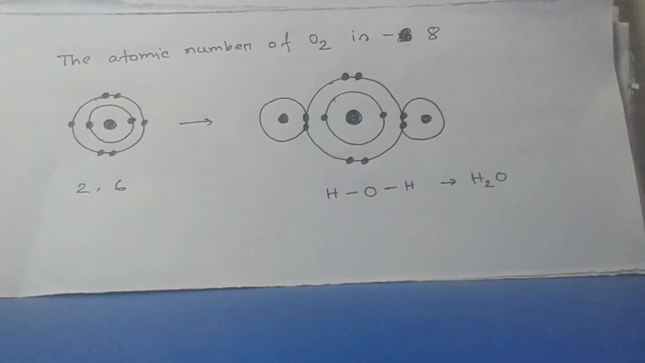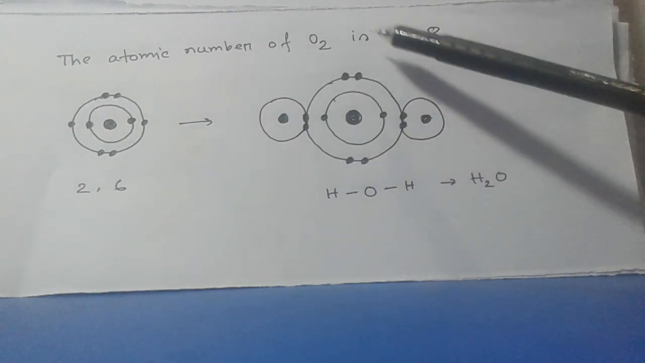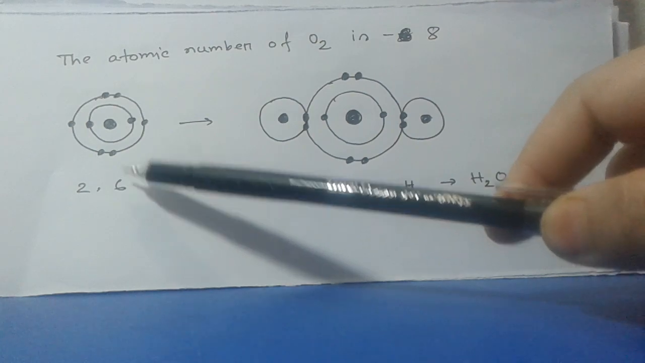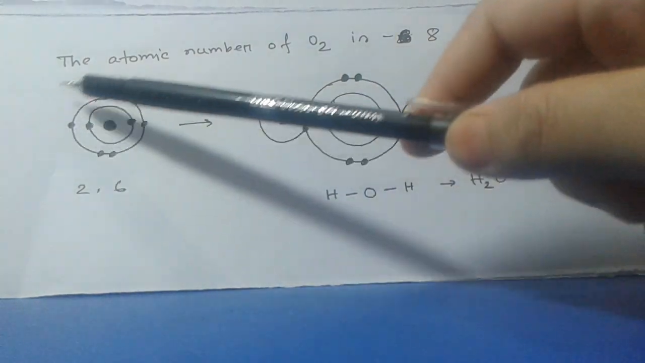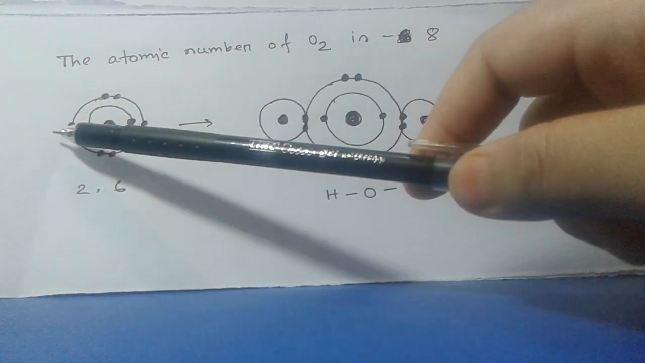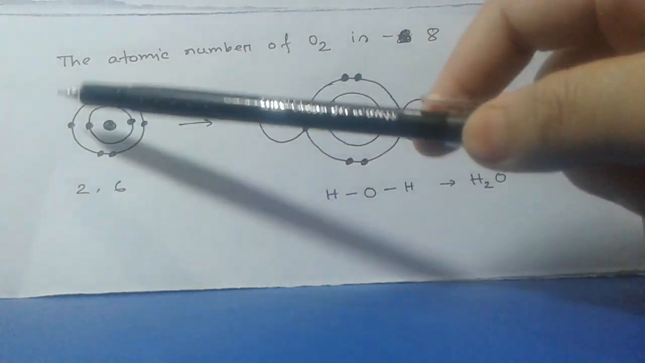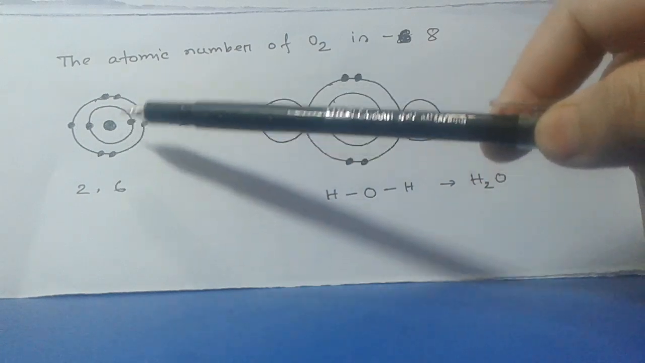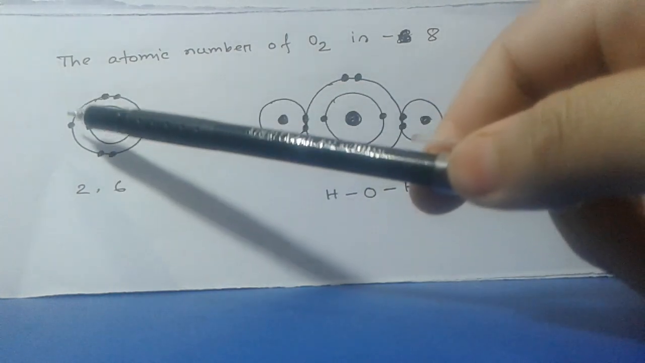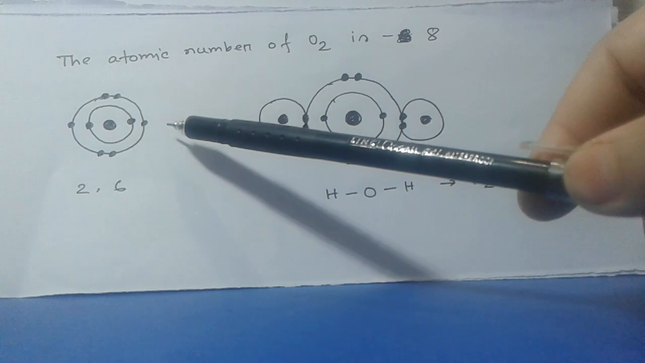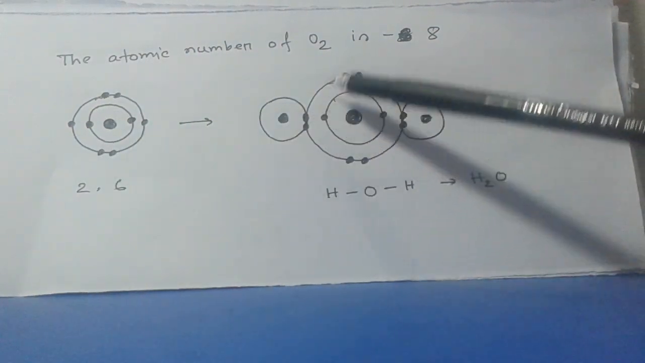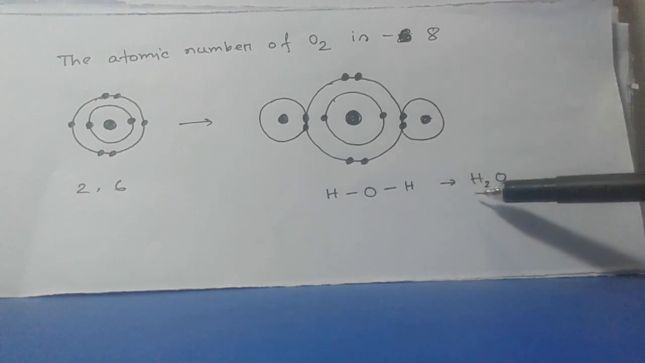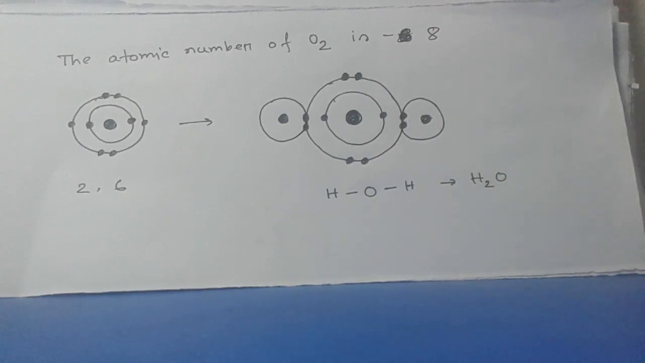Again, the atomic number of oxygen is 8. That means its electron configuration is 2 and 6. The outer shell has 6 electrons. That means it has 2 valency. It needs 2 more electrons to gain the electron configuration of neon. So it can hold 2 hydrogen atoms like this. It is holding 2 hydrogen atoms and forming H2O.